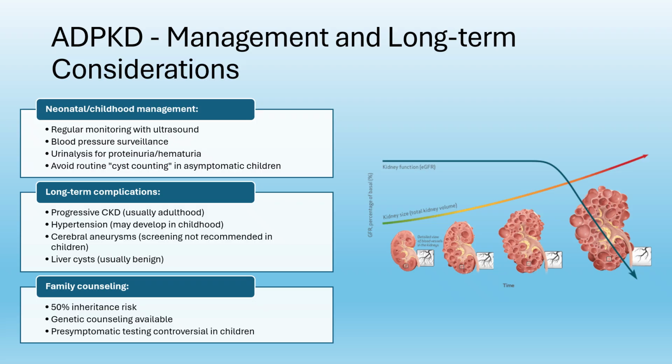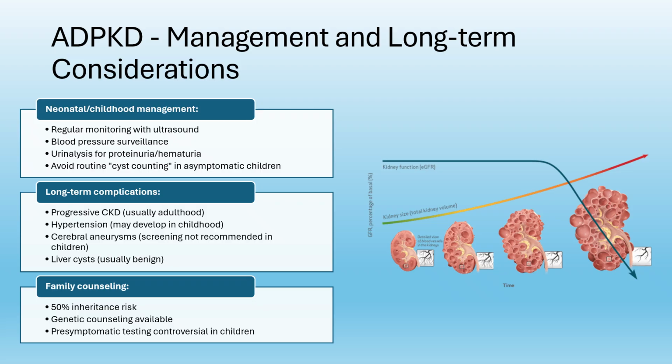Blood pressure surveillance is critical because hypertension can develop during childhood, even before significant cyst burden appears. The pathophysiology involves early activation of the renin-angiotensin system due to focal ischemia around developing cysts.